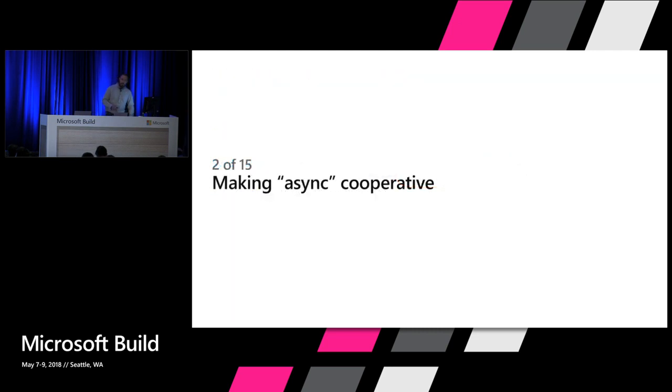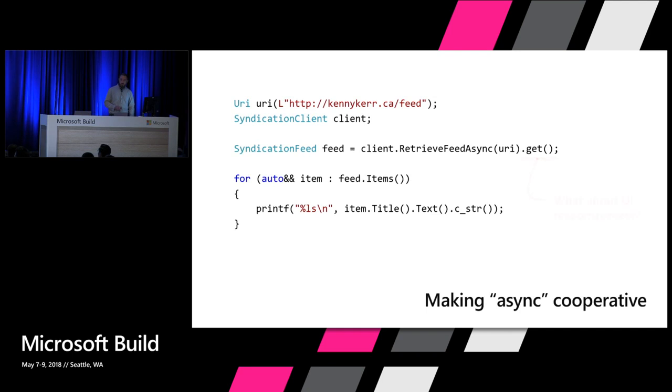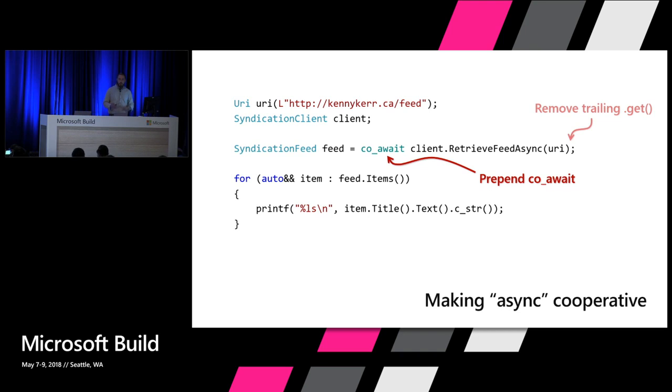The corollary is, what if you want to actually have async be cooperative? You actually are building a UI application, and then this is a bit problematic, because this get call here is going to block the UI, and you really don't want that to happen. So this is the case where coroutines come in really, really handy. The solution there is twofold. First, we remove the trailing .get, and we simply prepend the co_await, forming a co_await expression. Now, when you have a co_await expression in a function, it automatically turns that function into a coroutine.